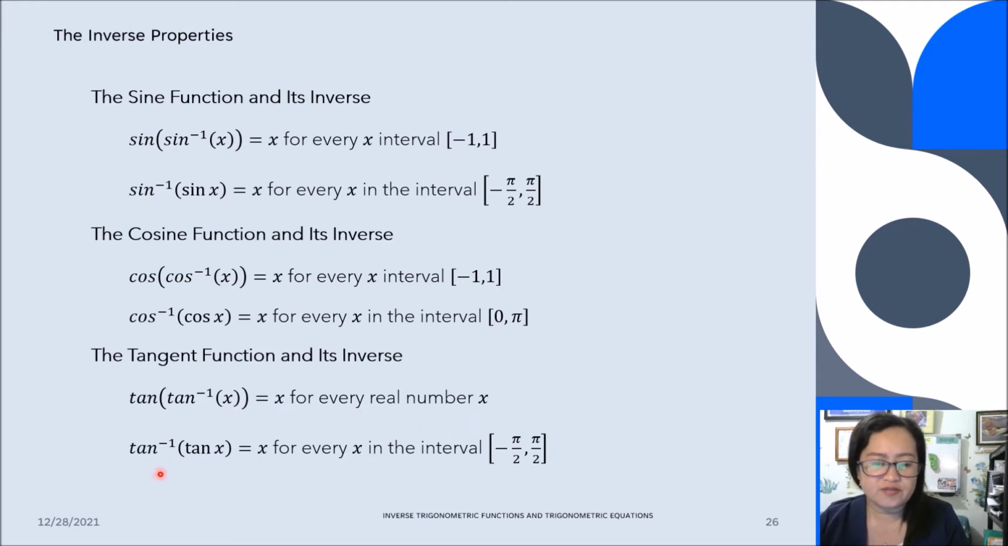Then for the inverse tangent of tangent x, it can be simplified as x for every x in the closed interval negative pi over 2 to pi over 2. Now in case x is not within the given interval, then these properties cannot be applied.